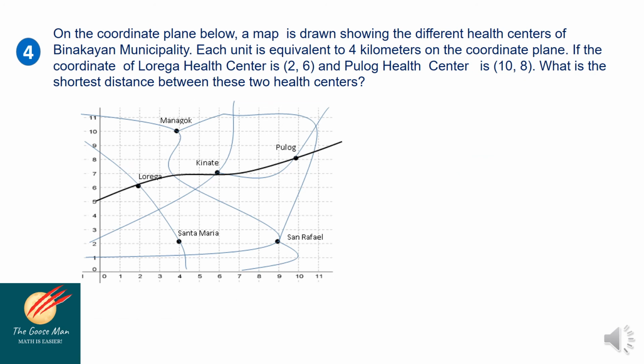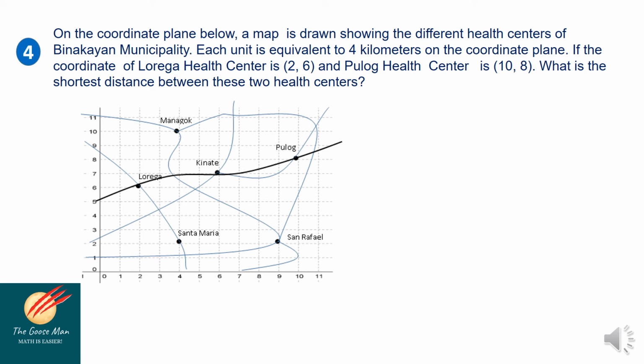Let us consider problem number 4. On the coordinate plane, a map is drawn showing the different health centers of Binakayan Municipality. Each unit is equivalent to 4 kilometers on the coordinate plane. If the coordinate of Lorega Health Center is (2, 6) and Pulog Health Center is (10, 8), what is the shortest distance between these two health centers? Recall that the shortest distance between 2 points is a straight line, provided that there is no hindrance along the way between Lorega and Pulog. Therefore, we can determine the shortest distance using our distance formula.